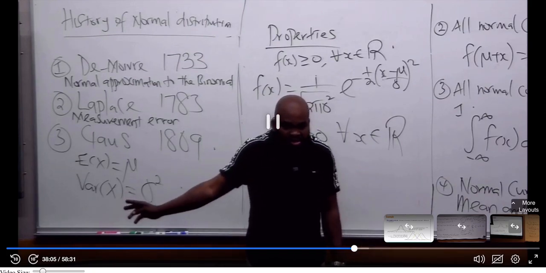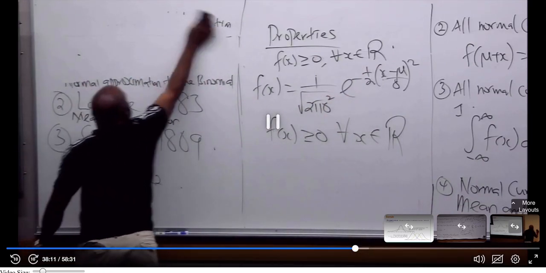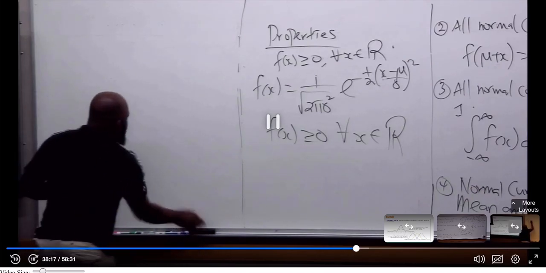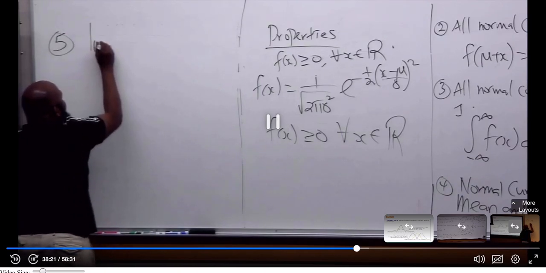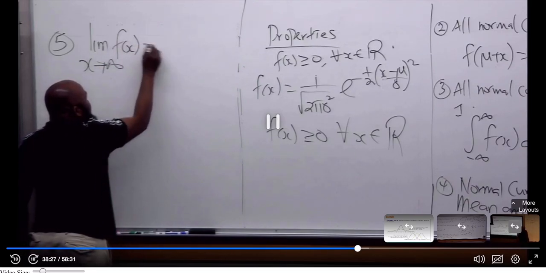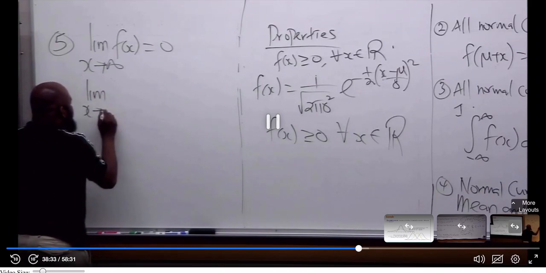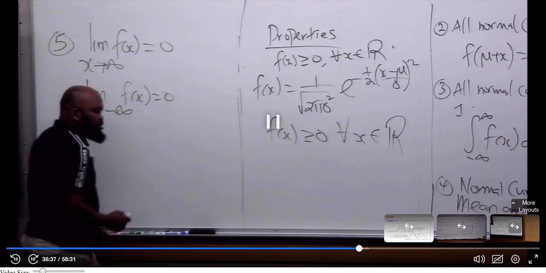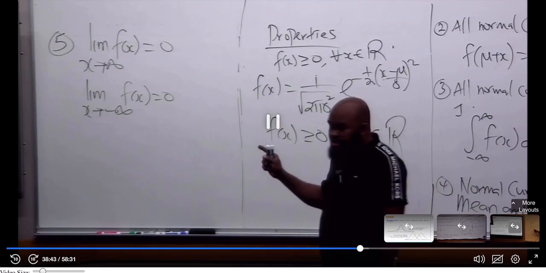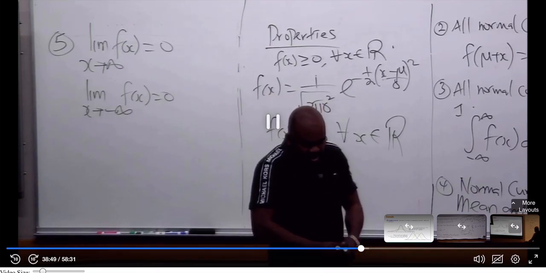Now, another property that I want to talk about, number 5: when x tends to positive infinity, the limit of f of x, the normal distribution, will be equal to 0. Even when x tends to negative infinity, f of x is also going to be equal to 0. You can investigate that. So when x tends to infinity or to negative infinity, f of x is going to be equal to 0.